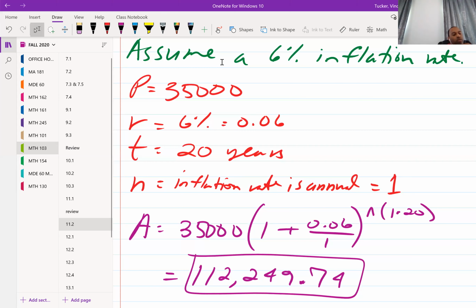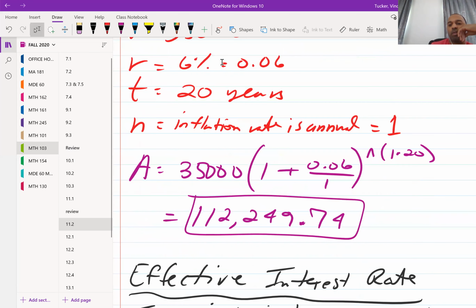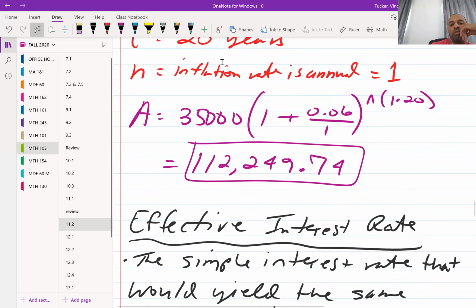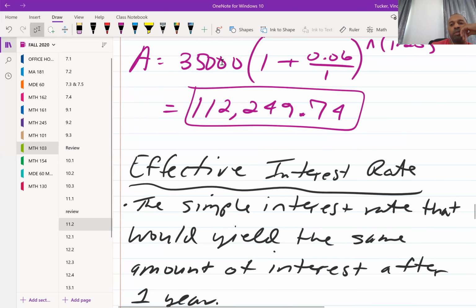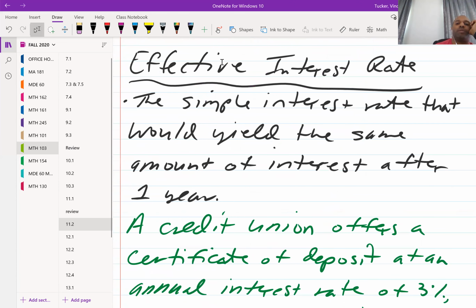Any questions? I believe this is our last one. Gonna scroll up. Pretty good. All right. So effective interest rate, a simple interest rate that would yield the same amount of interest after 1 year.